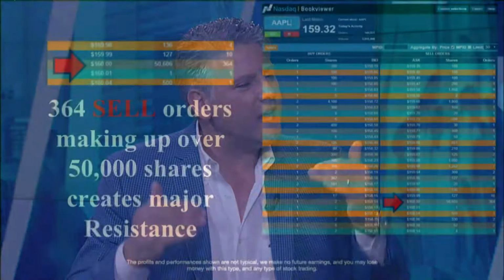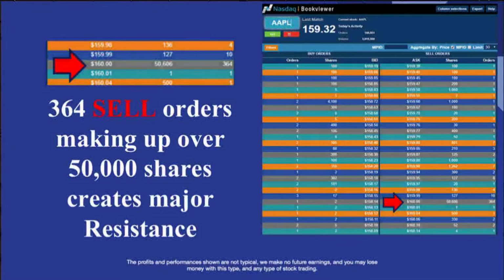If you look at Apple right there, you could see that there were 364 orders. There are three columns on the Nasdaq BookViewer, and I have a couple of videos that show you exactly how to customize it, because you don't need to see all the orders. The three columns that are important are how many orders, how many shares, and at what price. On that order, you have 364 orders making up about 50,000 shares, and that is on the offer side. Most times when you see that, it will cause a big resistance.